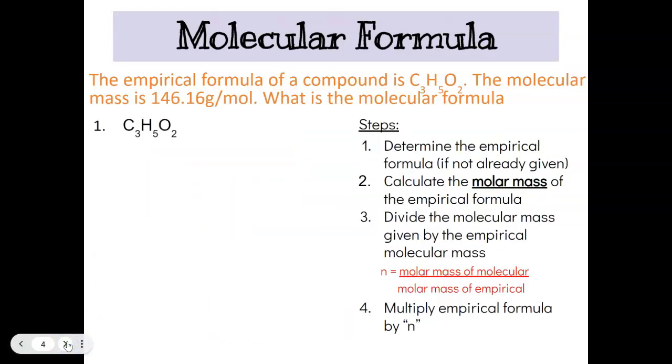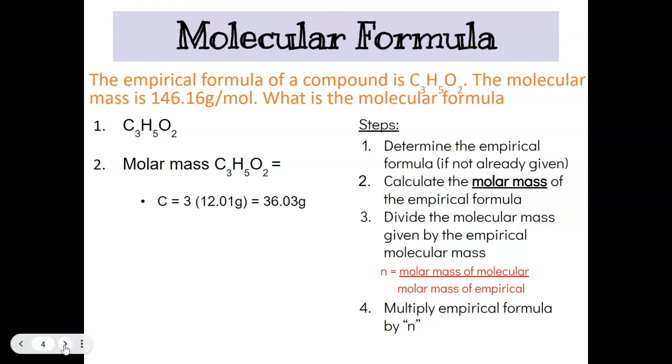So C3H5O2, the first thing we have to do is get the molar mass, right? That's going to come from your periodic table. So you're going to need 3 carbons, 5 hydrogens, and 2 oxygens. And remember, when we're calculating molar mass, we have to go to the table and get the average atomic mass. So it'll be 3 times the average atomic mass of carbon, 5 times the average atomic mass of hydrogen, and 2 times the average atomic mass of oxygen, all coming from the periodic table.